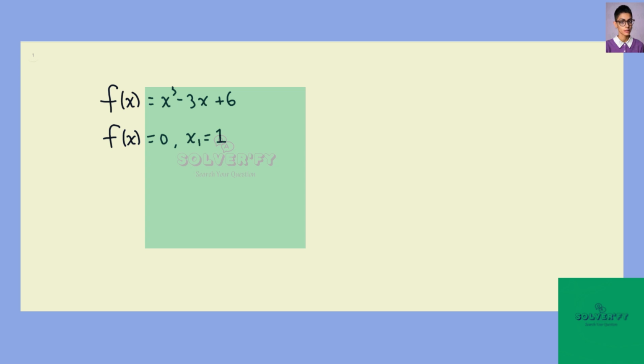Explain why Newton's method fails to find the roots of the equation f of x equals 0, where f of x is x cubed minus 3x plus 6 if we use the initial approximation x1 is equal to 1. To answer this question, we should recall what Newton's method means geometrically.